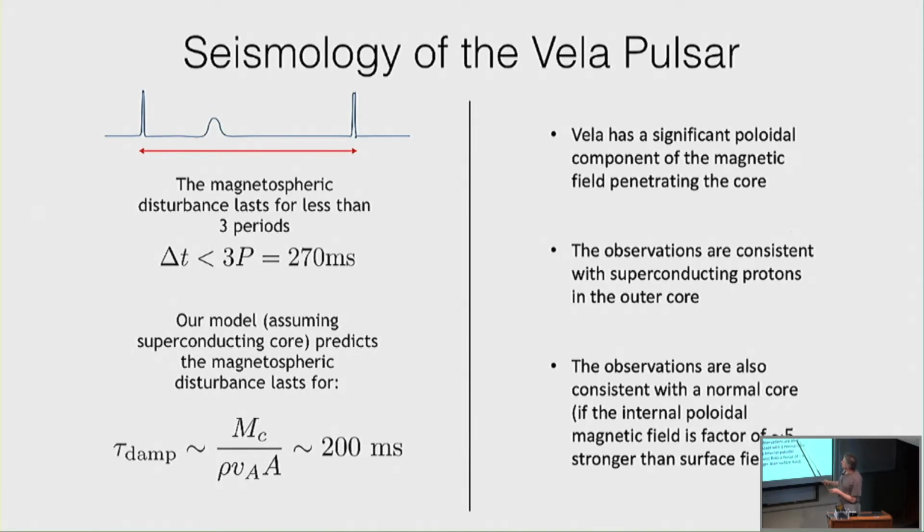So the observations are consistent with superconducting protons in the outer core. In principle, you could have them not superconducting, but then you would have to have the field at the crust-core interface about a factor of 5 stronger than the surface field. In principle, there can be some buried fields inside a neutron star. To me, it sounds a little bit unnatural, but I think we have to keep an open mind.